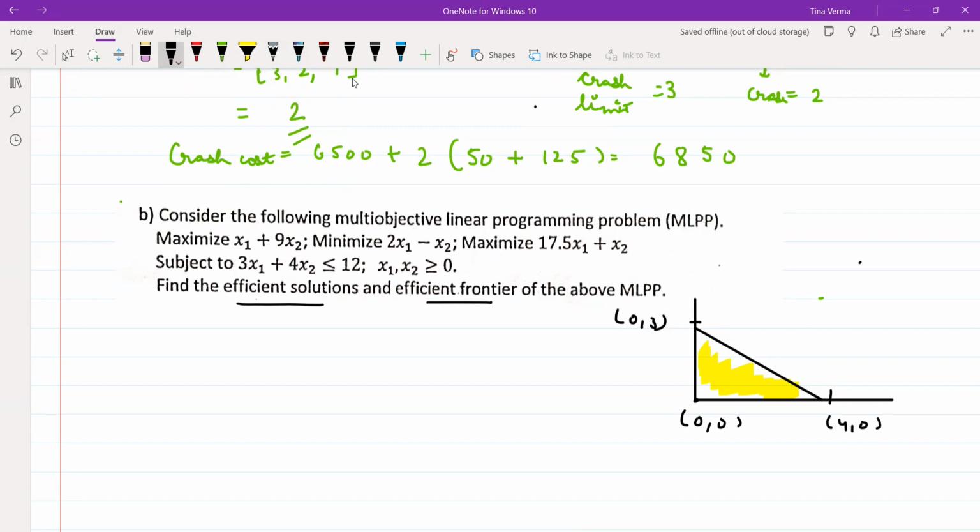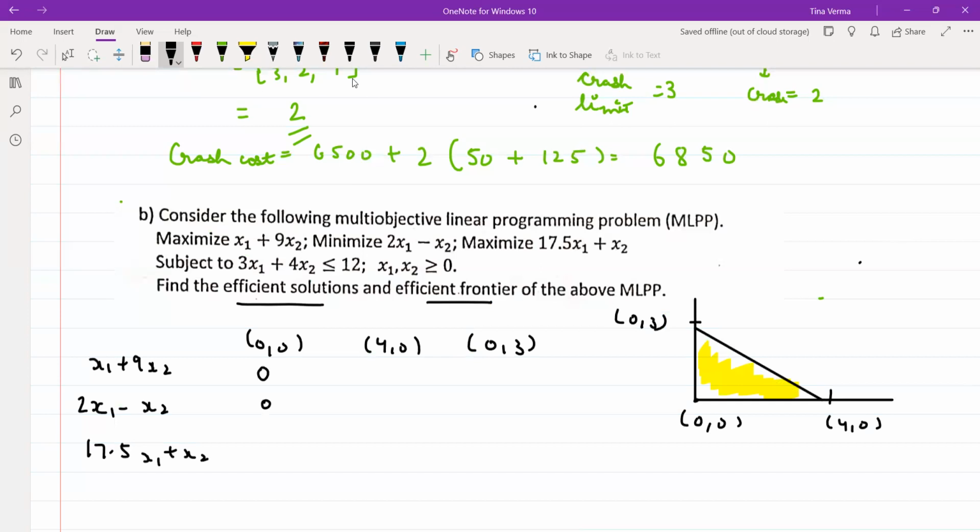One objective function is x1 plus 9x2. One objective function is 2x1 minus x2. The third objective function is 17.5x1 plus x2. You have the points 0, 0, 4, 0, and 0, 3. If you substitute 0, 0 and 4, 0 and 0, 3 in all these objective functions, you will get values such as 27, minus 3 and 3.